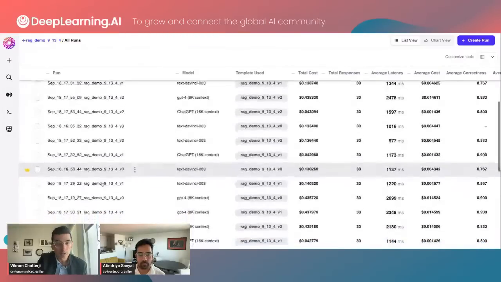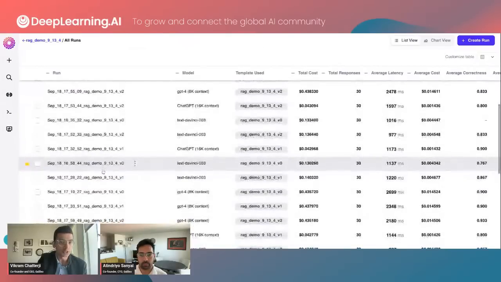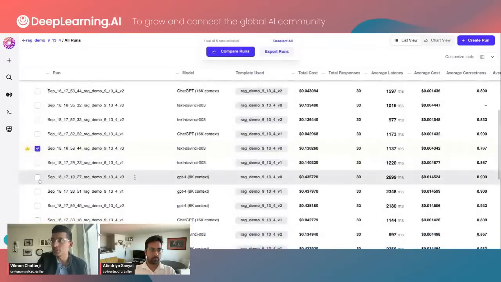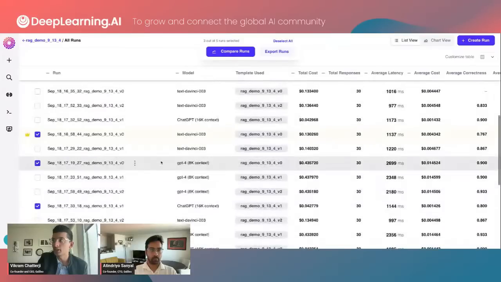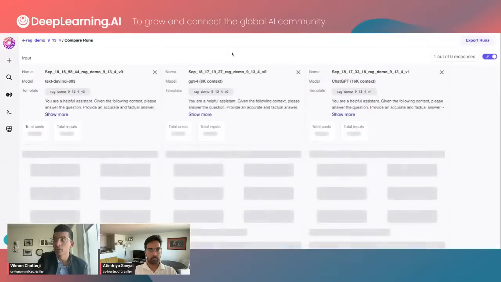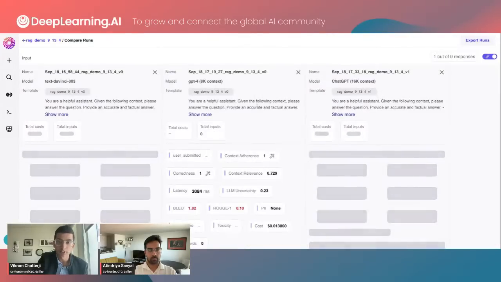And even from here, it's always good as a next step to quickly do an A/B comparison between different kinds of models, for instance. So here I'm going to keep the version exactly the same as V0, and I'm going to try out different kinds of models. That's Text-Davinci-003, there's the GPT-4 8K token, there's a ChatGPT 16K, and now it's going to be interesting. Everything else is kept the same. How did these 3 different models behave against each other?